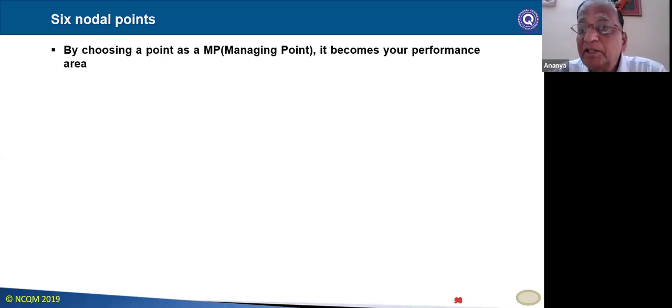Managing points are generally set by the higher-level person. Then there are control points, which are set by subordinates, on what they will do and when it needs to be checked. This is called the managing point. Now, this is part of what we talk about as DWM, daily work management.